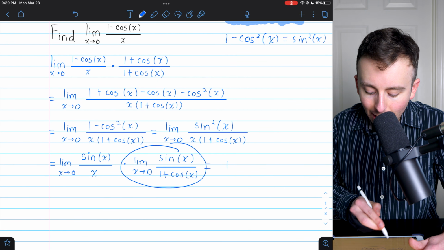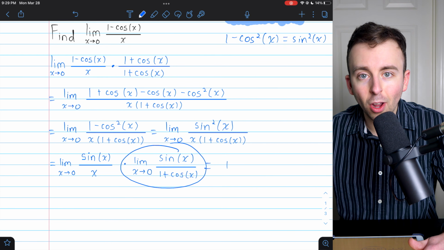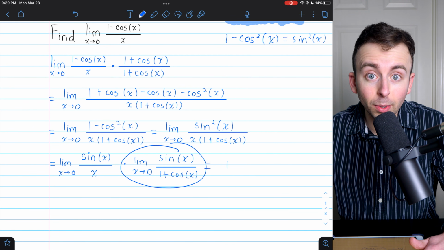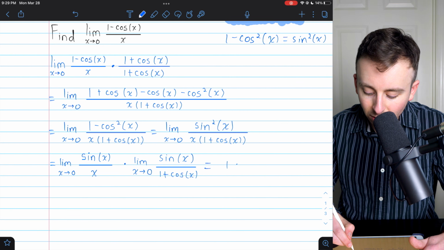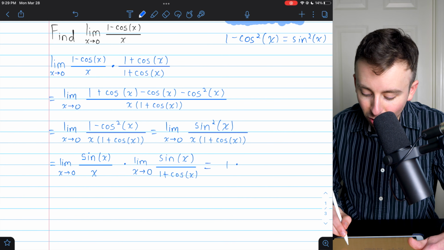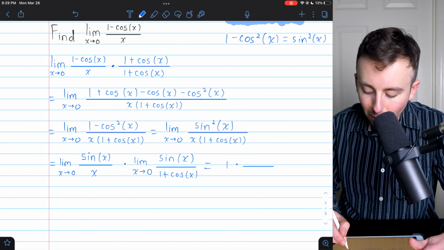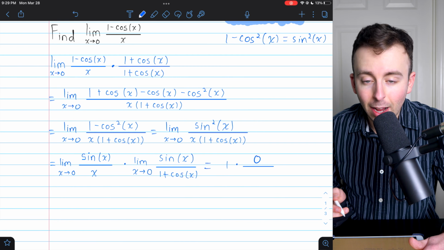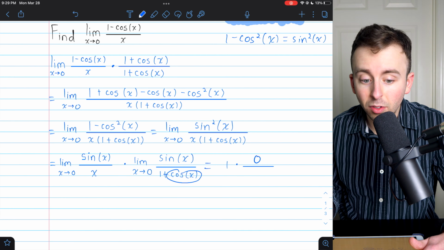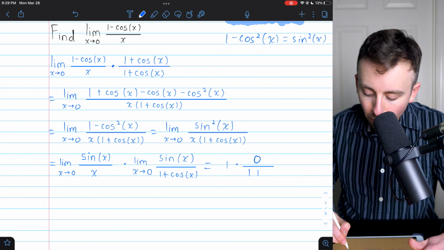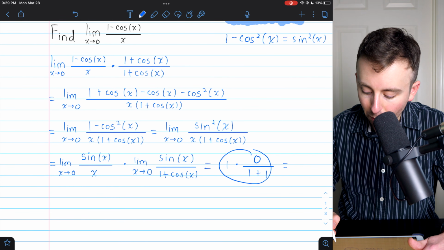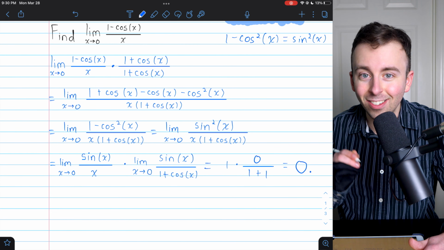And then what about this guy? Sine x over 1 plus cosine x. That's continuous at x equals 0. We can just plug 0 into the function. So we've got sine of 0, which is just 0, in the numerator. The denominator doesn't really matter that much, but we'll write it anyway. Cosine of 0 is 1, and so the denominator is 1 plus 1. This is just 1 times 0 over 2, which is, of course, 0.